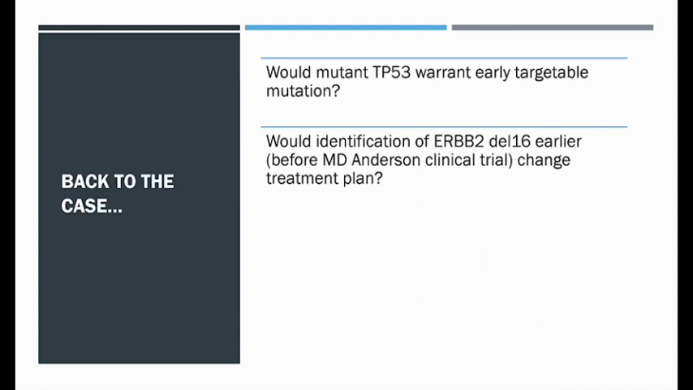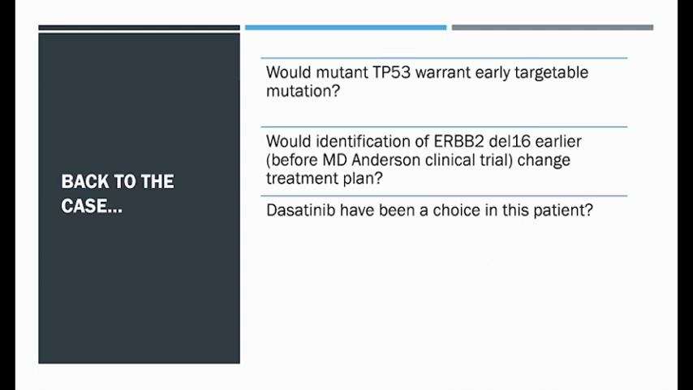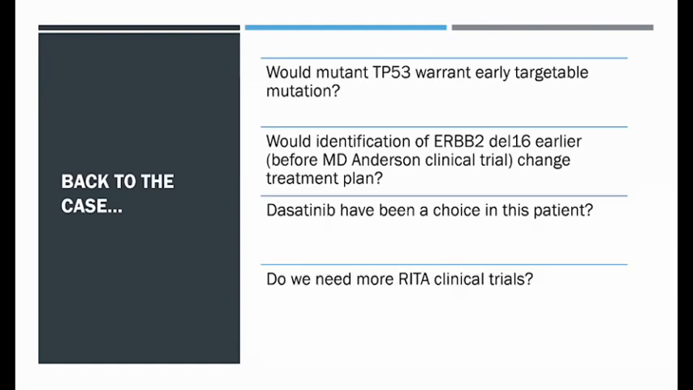So now we know much more, and whether this should be done first up whenever we see ERBB2 amplification, because of this oncogenic addiction concept, is something that we can debate on. So would dasatinib be a strong choice if we had identified the del 16 variant earlier? That is something that we can debate. And now there is this, I don't know if you have already talked about it or we will talk about it. I think we will talk about it.